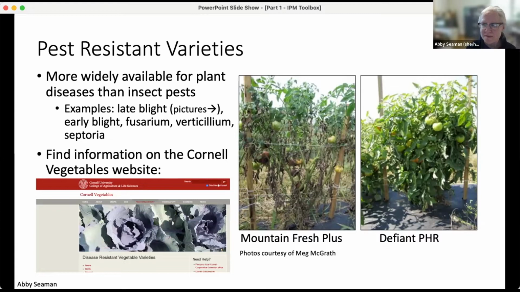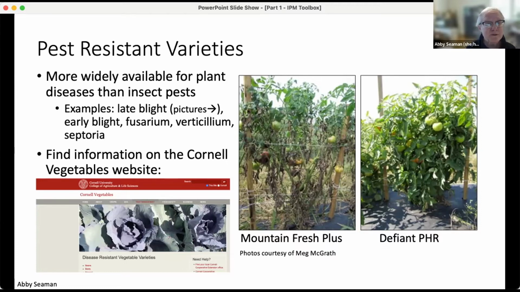In these pictures here are a couple of varieties, one of which has late blight resistance and one of which doesn't. And this is plants from the same trial in the same year, so you can see the level of late blight resistance you can get with some of these varieties. And there are more late blight resistant varieties coming along all the time. So I think that's something to keep track of if you can.